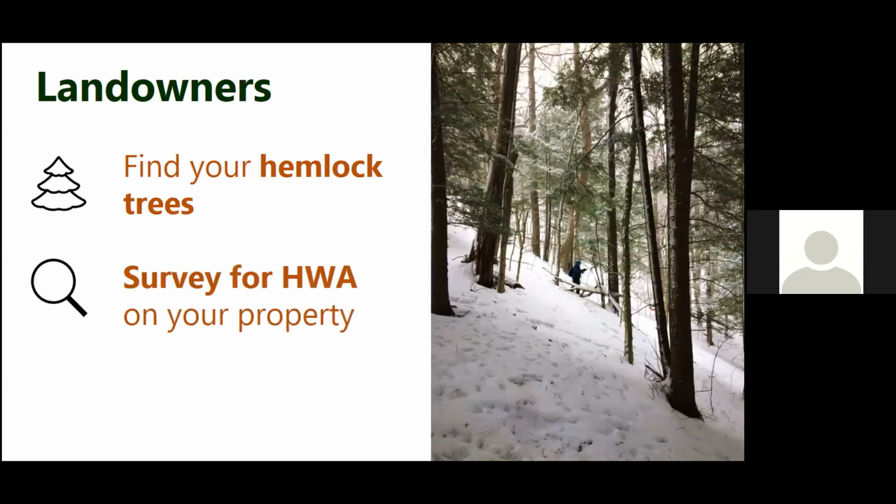Then you'll want to survey for HWA on your property once you find those hemlock trees. If you don't find any, we recommend going back once or twice per year. We do have a volunteer program specifically aimed at landowners that encourages regular surveying. So you can look that up on our website if you're interested.